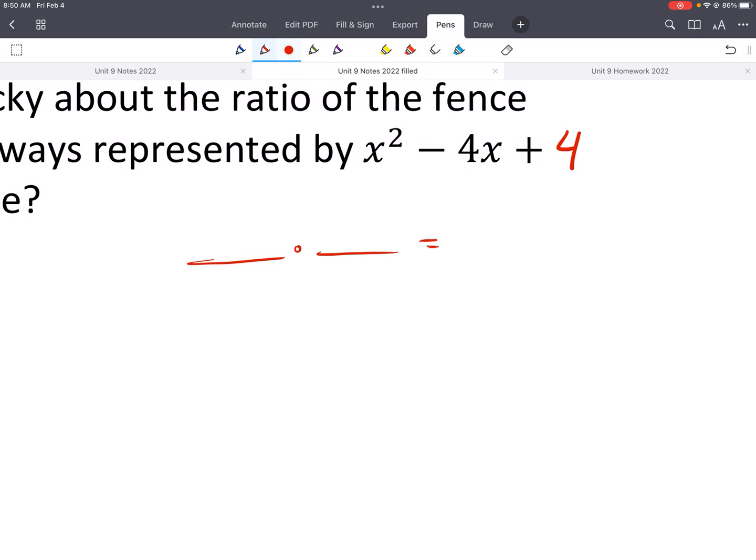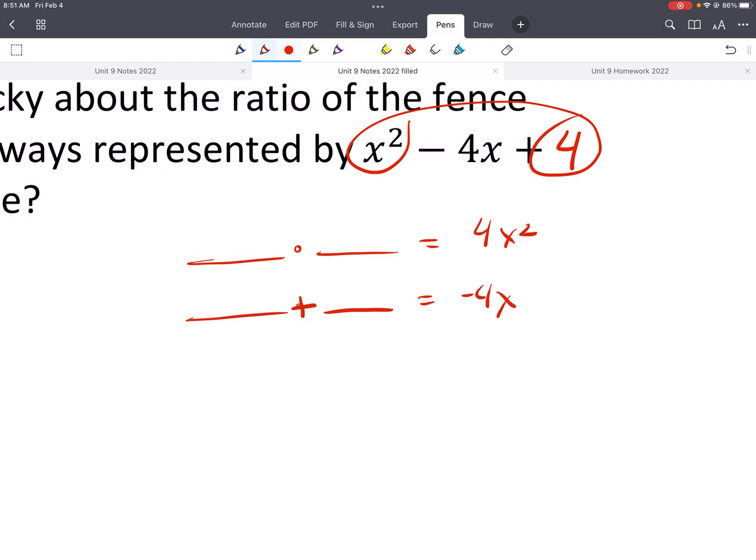So it needs to multiply to give us 4x squared. So that comes from multiplying that. And then needs to add or subtract to give us a negative 4x. Okay, so factor pairs for 4 is 1 and 4 or 2 and 2. So it's going to have to be 2 and 2, but they'll both need to be negative 2's. Because that would give us negative 4. And then negative 2x times negative 2x will give us a positive 4x squared.